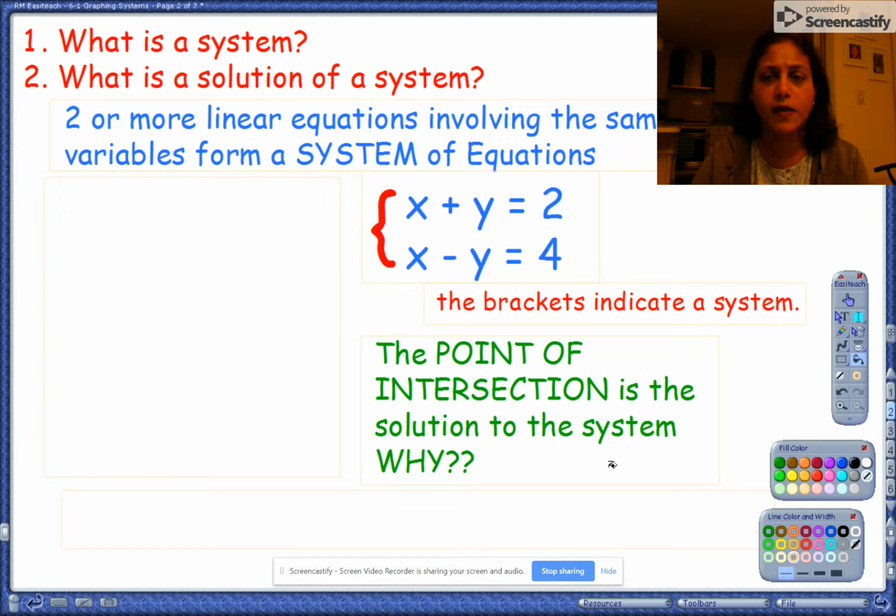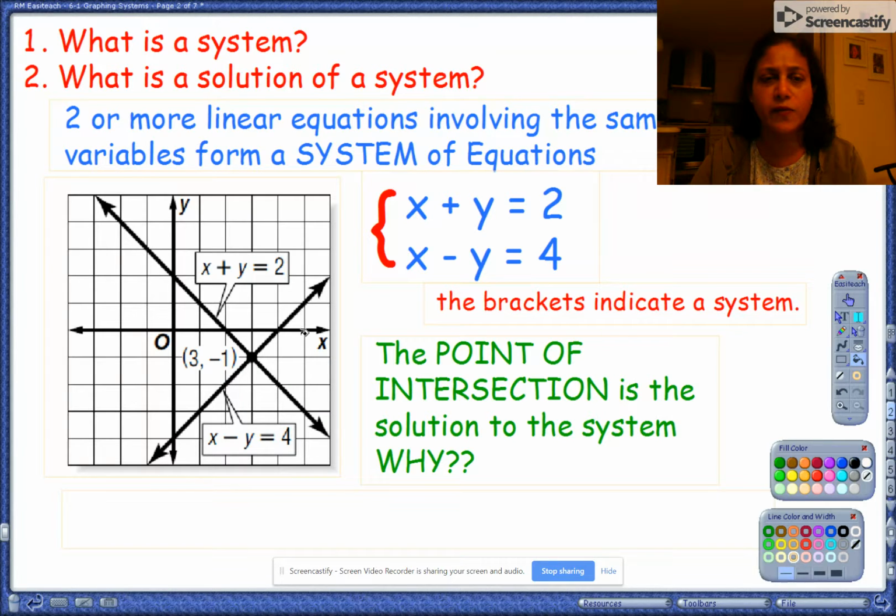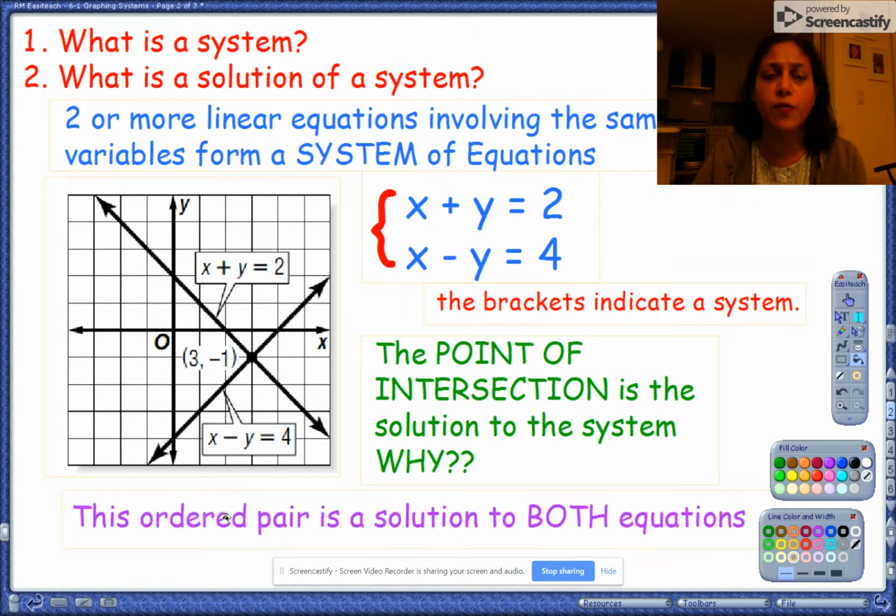And why is that? Before you answer the question, you want to look at an example. So we have two lines, and when we graph them, 3 comma negative 1 is the point of intersection. So why is this called the solution of the system? That's because each line has many ordered pairs on it. However, there is only one ordered pair that is the solution to both equations. And that particular ordered pair is the solution to the system.